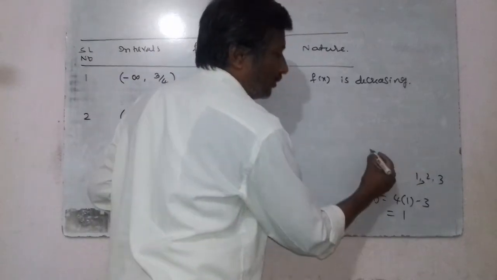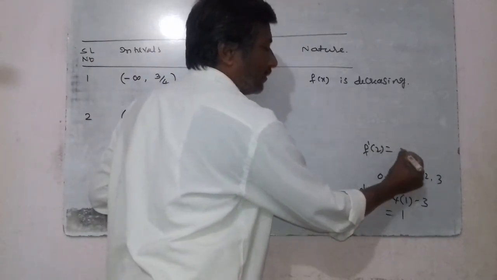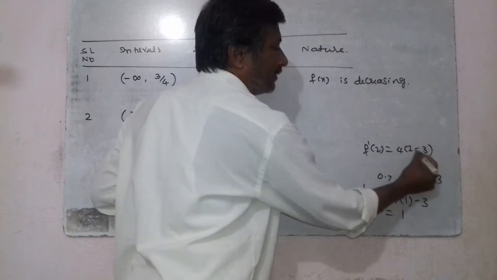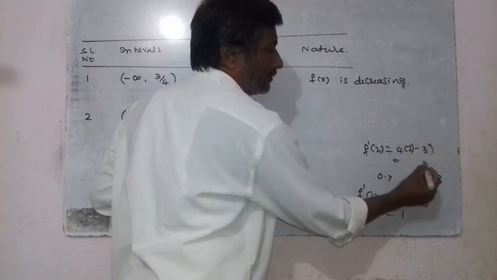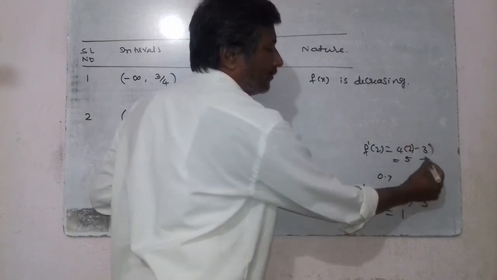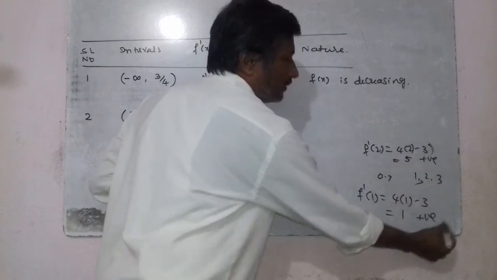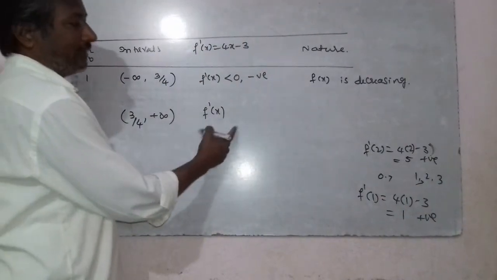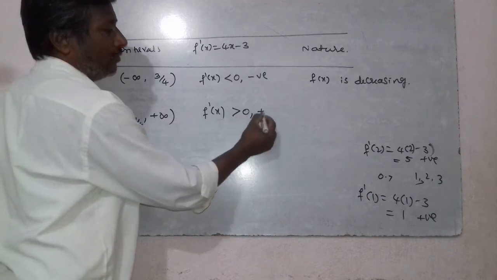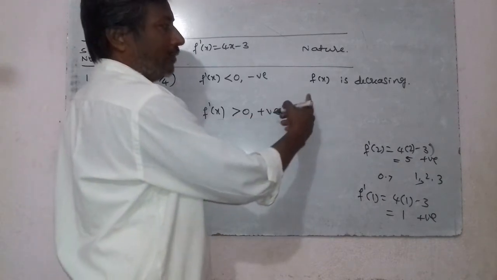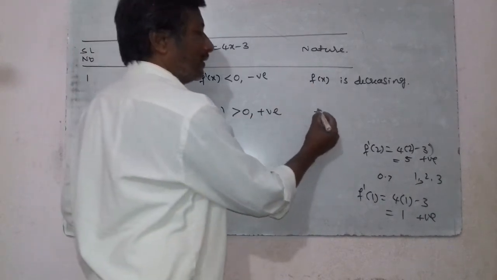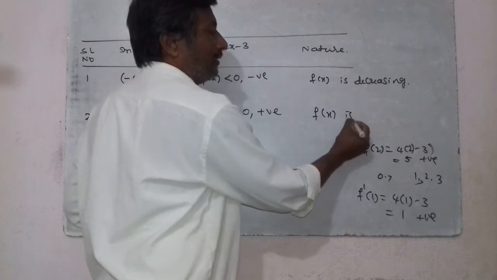If we take 2, f dash 2, so 4 into 2 minus 3, this value is 8 minus 3, 5, positive. Here also it is positive. So therefore f dash x is greater than 0, positive. Positive means it is increasing. Therefore f(x) is increasing.